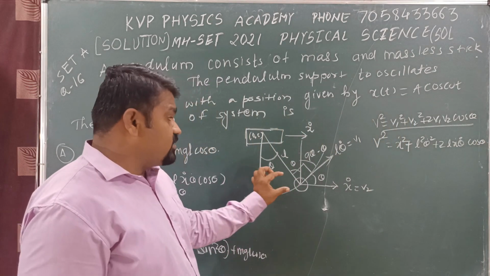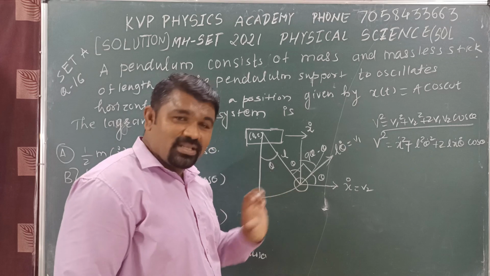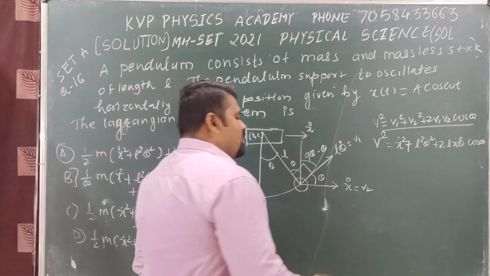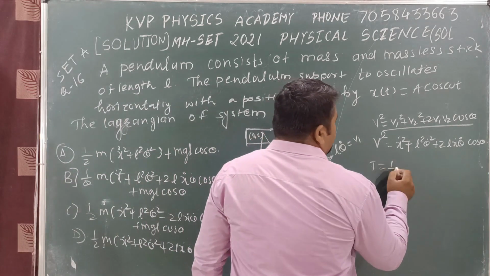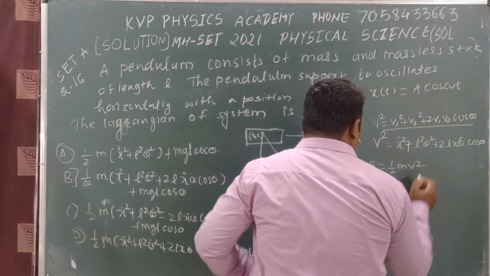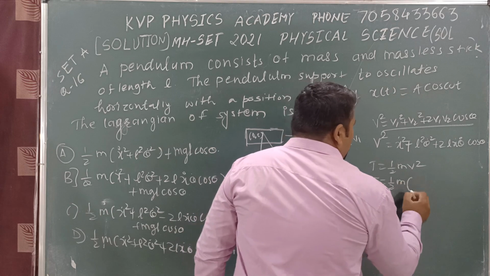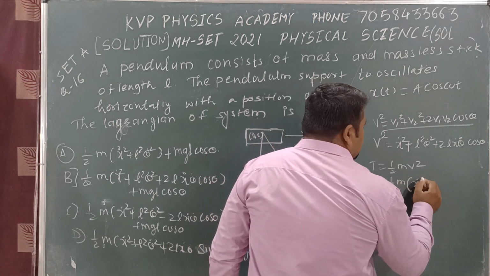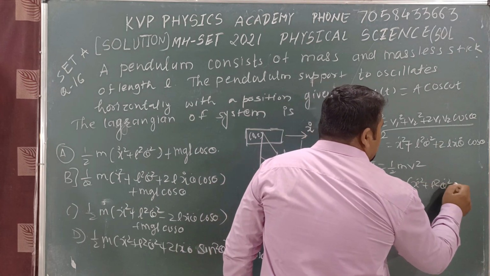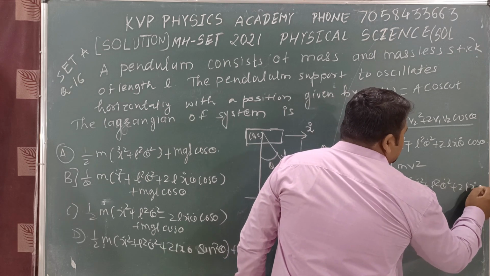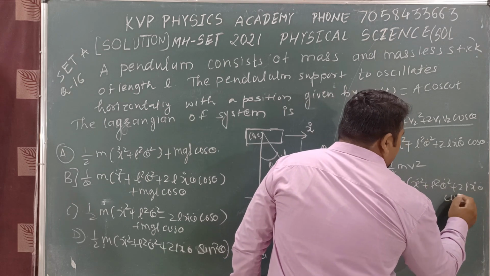Yes or no? What is the mass of this one? This is the velocity. What is the mass of the pendulum? M. Then we know that kinetic energy T is equal to simply 1 by 2 m v square. Now write down here velocity: 1 by 2 m, x dot square plus L square theta dot square plus 2 times L x dot theta dot cos theta.